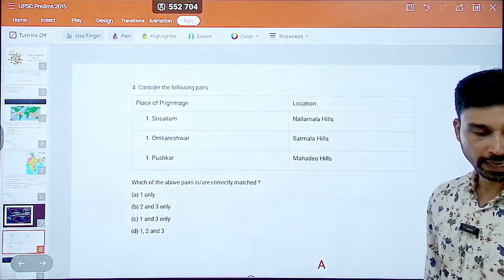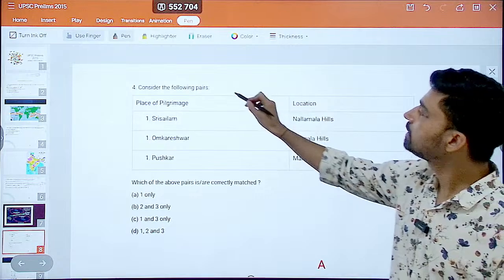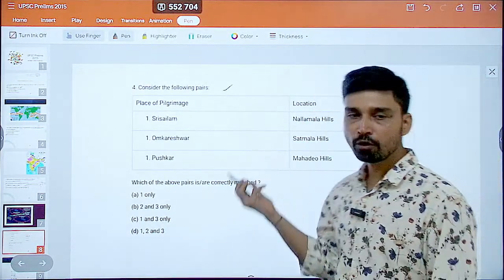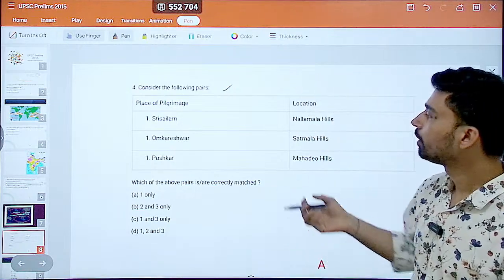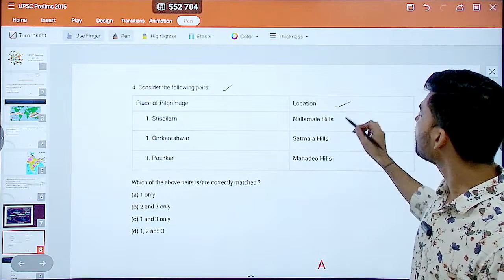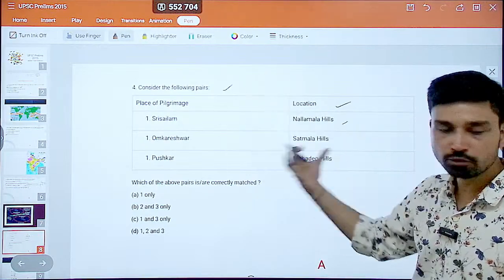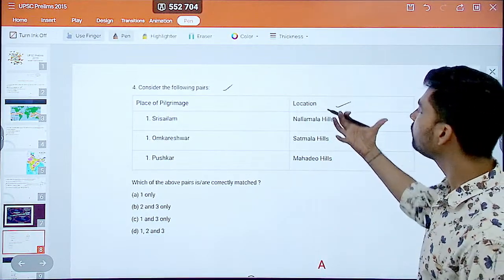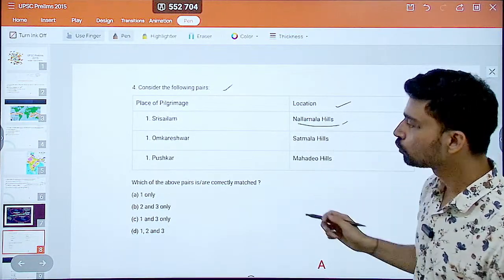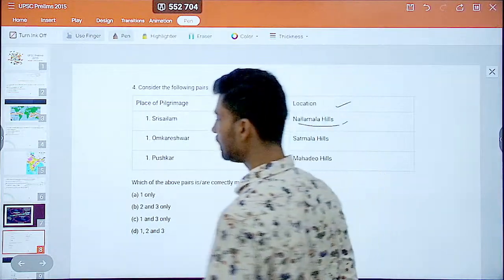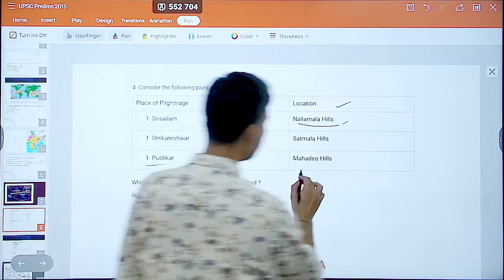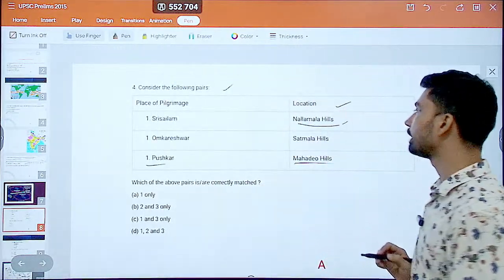Then the fourth question is: consider the following pairs. Three places of pilgrimage are given in India obviously. First is Srisailam, then we have Omkareshwar, then we have Pushkar. And you have been asked to match whether these places of pilgrimage are found in these hills or not. So, Srisailam in the Nallamala Hills, Omkareshwar in the Satmala Hills, and Pushkar in the Mahadev Hills. Which of these are correct?